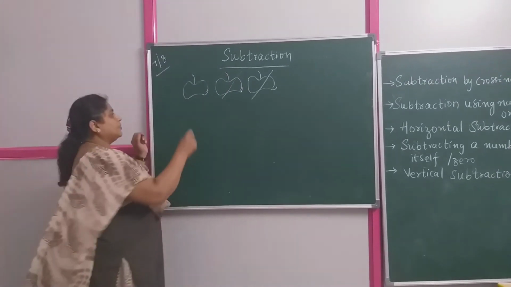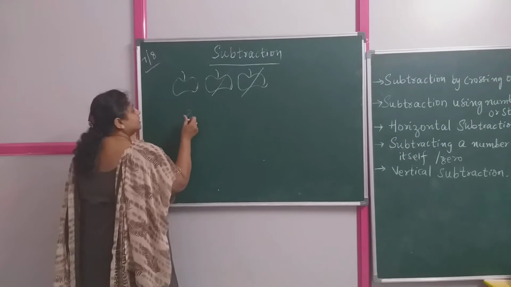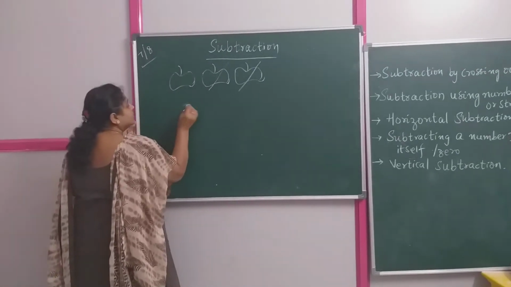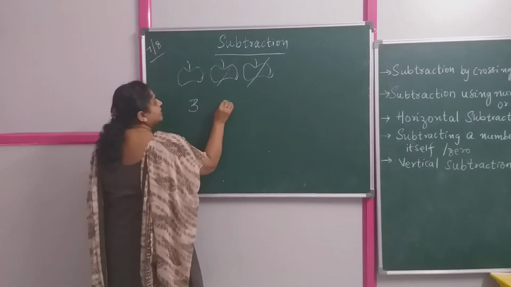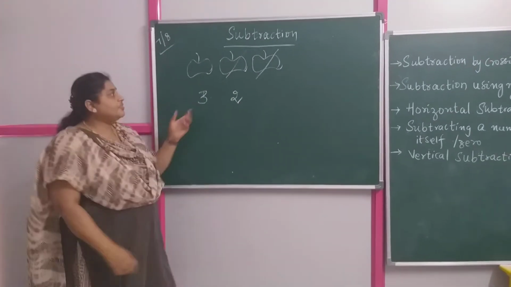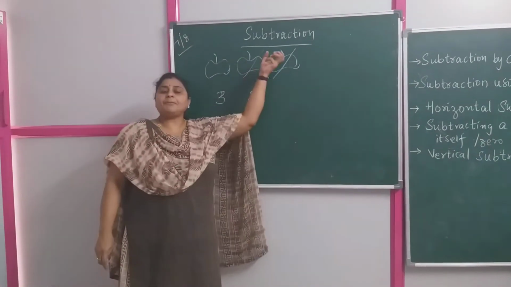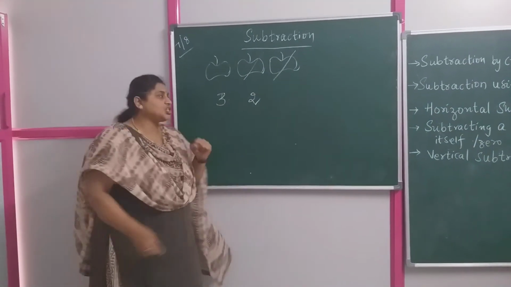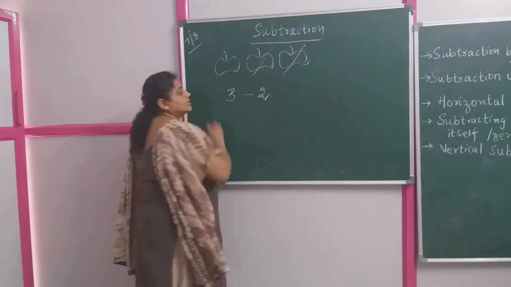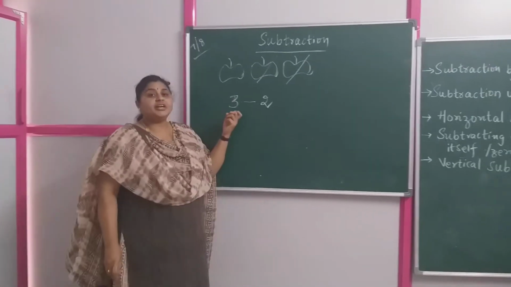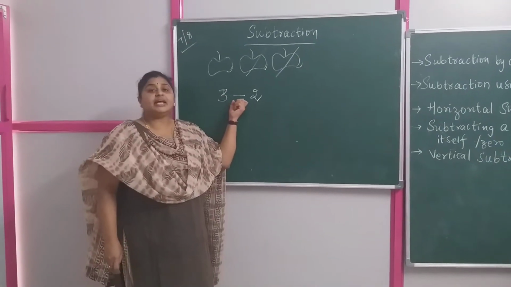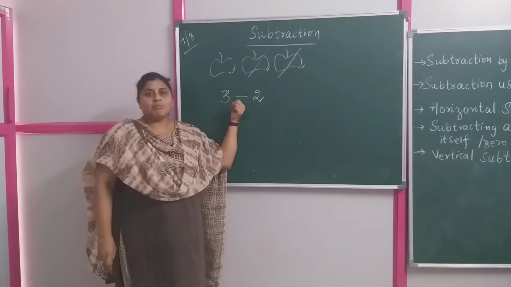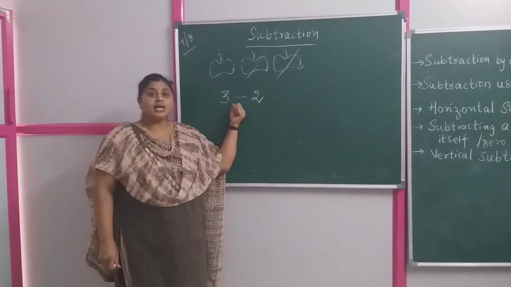Alright children, now suppose how many apples were there? Okay, 3 apples were there. From 3 apples, how many have been taken away? I have taken away 2. Now what is the symbol that we are using for the subtraction? Minus. For addition, what did we use? Plus. But for subtraction, what are we using? A sleeping line. That is nothing but minus. This symbol is called the minus.